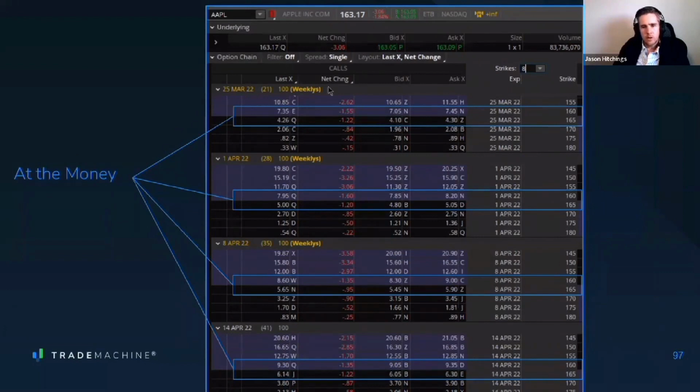Their 163 is pretty close to 160 and 165. Technically, the 165 would be the at the money because it's a little closer. But oftentimes, the two closest options, if it's pretty close, would be called the at the money options. So in this scenario, the 160s and the 165s are sort of the at the monies in the options chain.